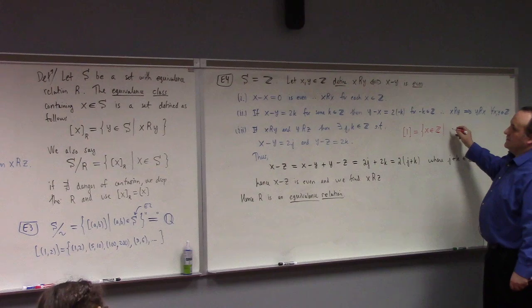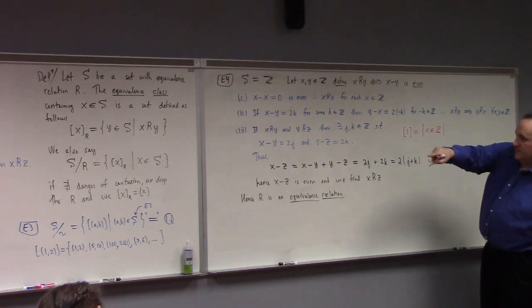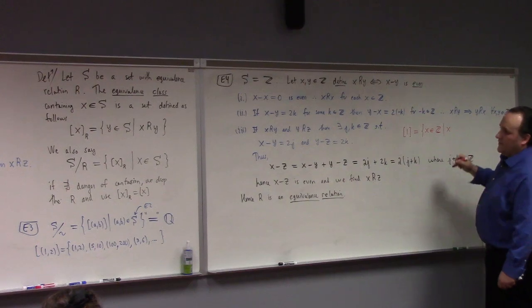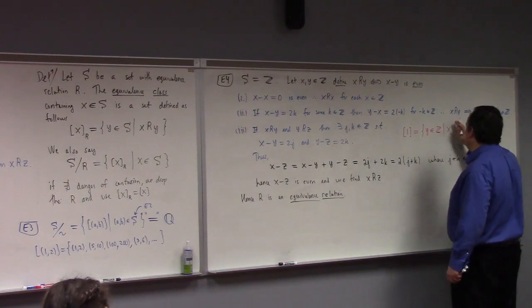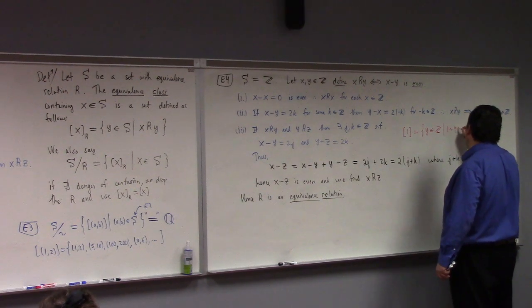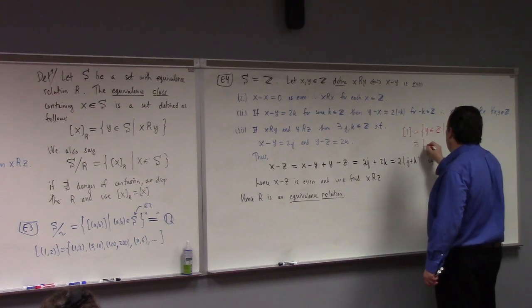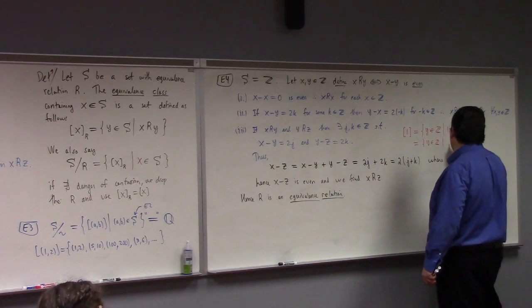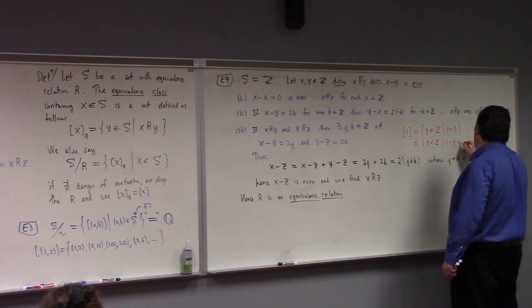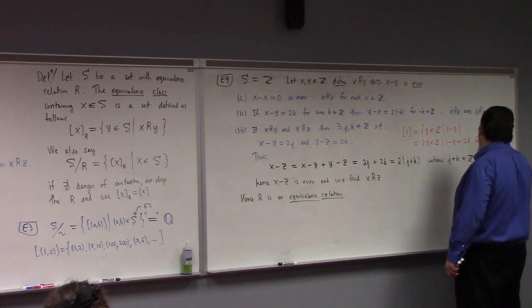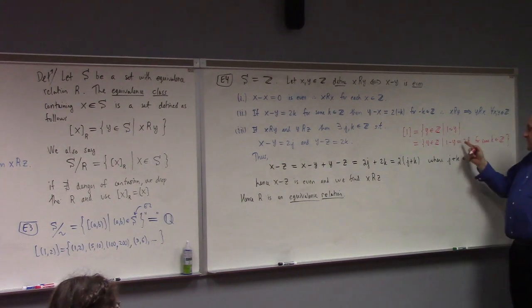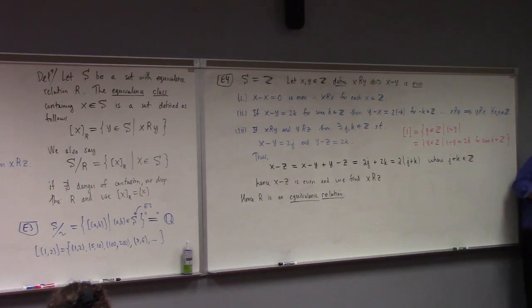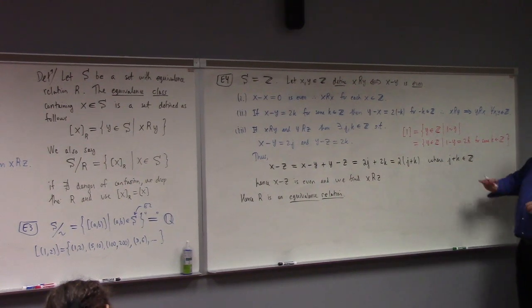X is what? Definition: x related to... my bad, I'm supposed to do y. Let y be in the integers such that 1 is related to y. What does that mean here? We're talking about y in the integers such that 1 minus y is equal to 2k for some k in the integers, right? That's the definition of the equivalence, that the difference is even. It's a multiple of 2 in this case. So what's that tell me? Y is equal to what?